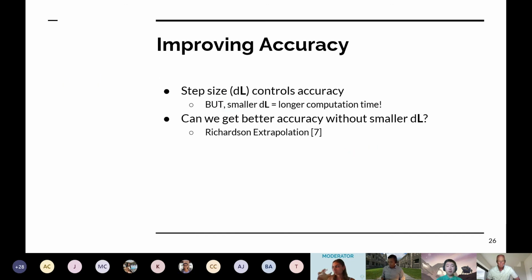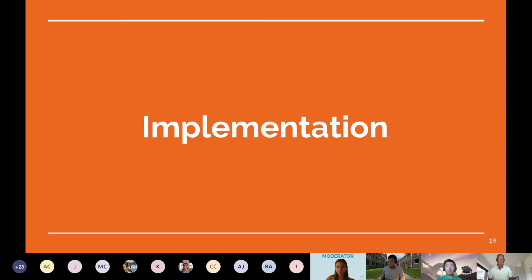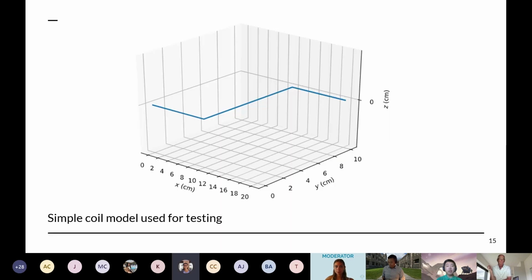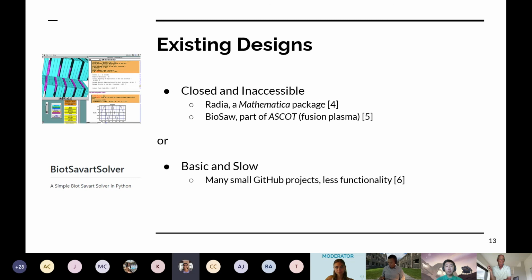There are a couple of other libraries out there that calculate magnetic fields, namely Radia and Biosaw. Both of these use their own techniques of getting better estimates of the integration, but instead of doing things numerically, they turn coils into approximate analytical shapes, like rectangles and circles. This is a way of preserving the numerical nature of the integration, allowing us to keep these very weird shapes without having to resort to small rectangles or circles. Right, thank you.